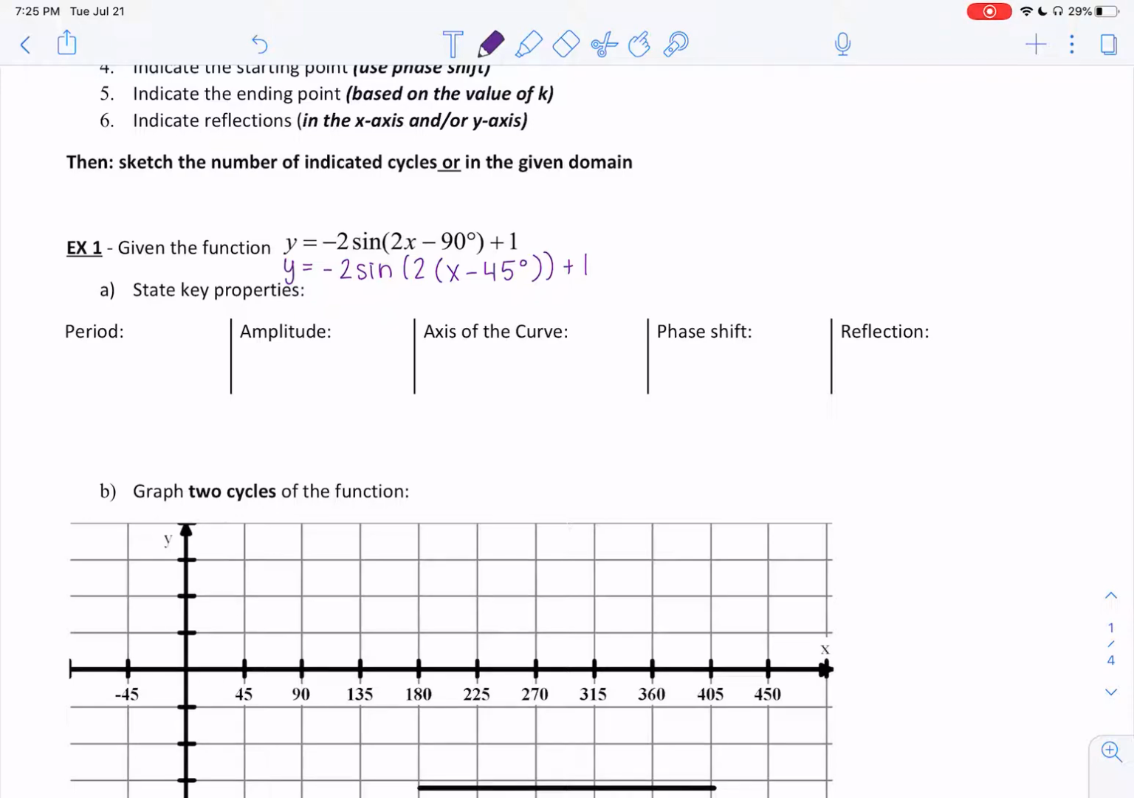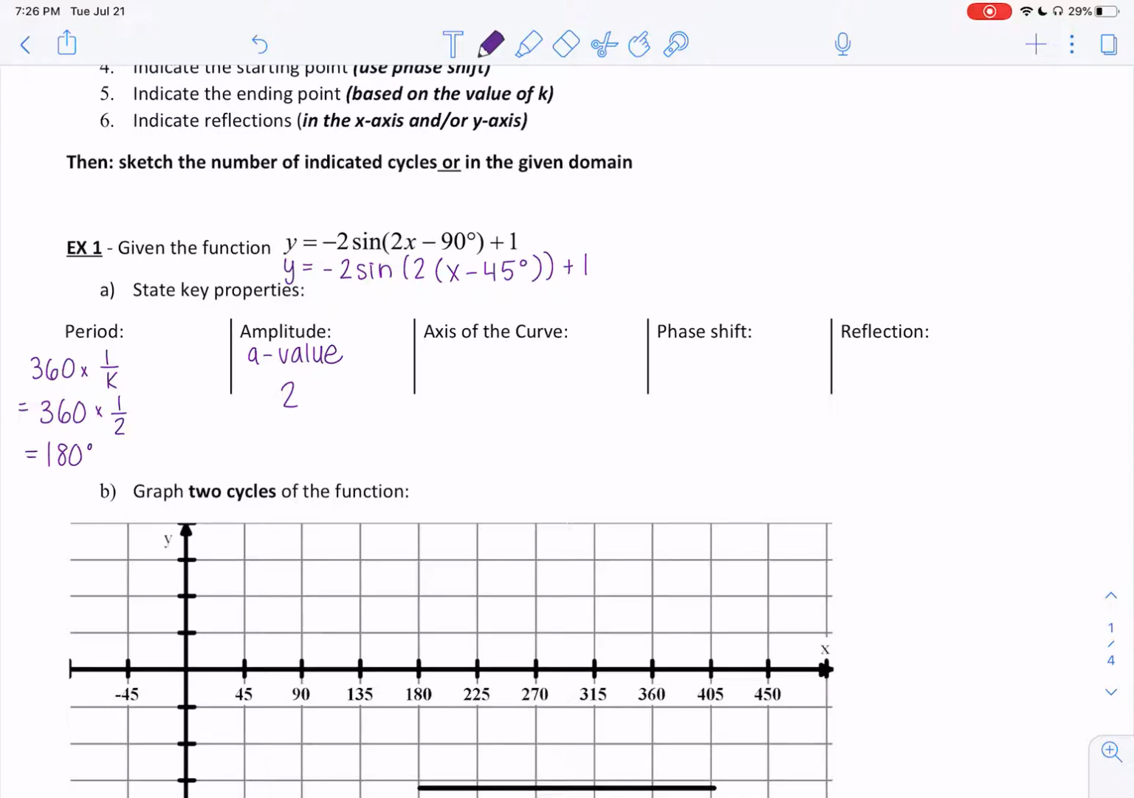So first is the period. The period can always be found by taking 360 and multiplying it by 1 over k. In this case, our k value is 2, so we'll have 360 times 1/2, which equals 180 degrees. Next is our amplitude, and our amplitude is our A value. So our A value always tells us what our amplitude is. So in this case, our amplitude will be 2.